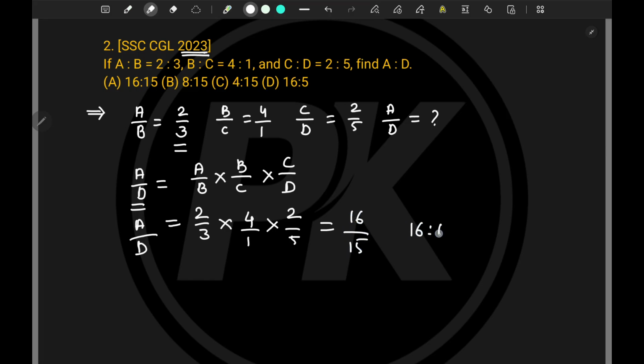That means 16 is to 15. Now, which is the correct option? So, option number A is correct.